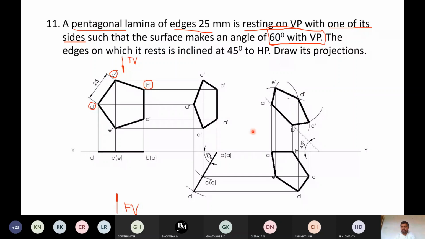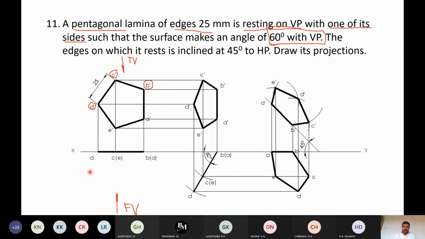Next, after getting the top view, project the points and get the second front view. Next, rotate the front view to the given inclination. That means draw a 45 degree inclined line on that, mark points A dash and B dash, get the remaining points, project the points and get the final view.